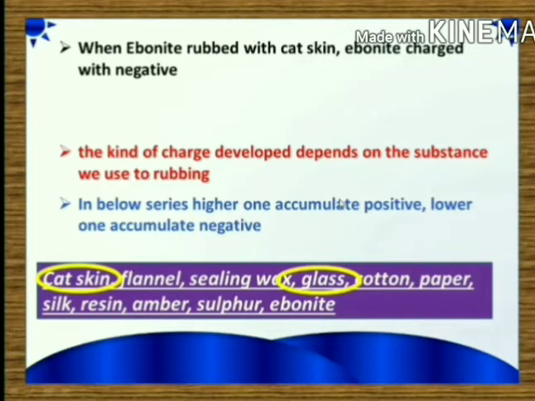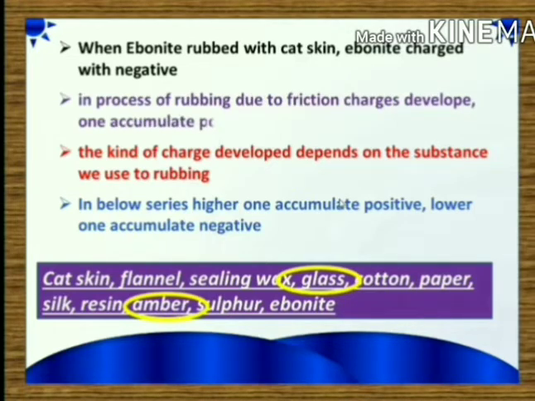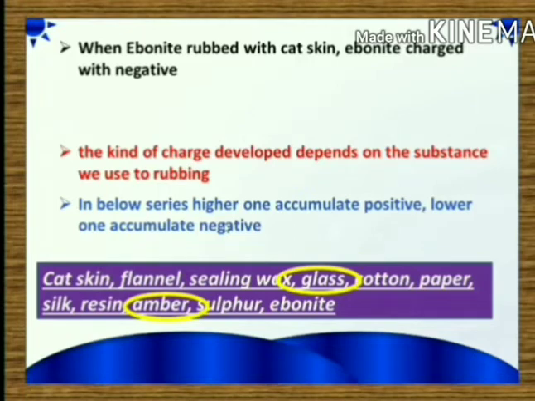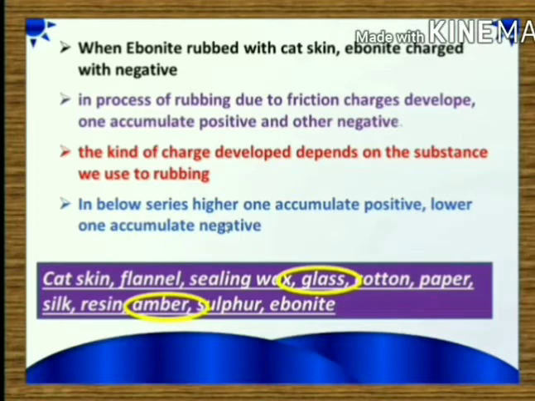But in the same case, when glass is rubbed with amber, glass is the first one and amber is the lower one. So now glass acquires positive charge and amber acquires negative charge. In this way, this is the series in which the higher order material acquires positive charge and the lower order material acquires negative charge. The charges are produced on the materials because of the friction generated by rubbing.